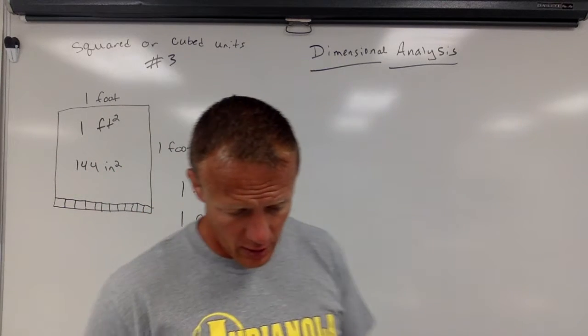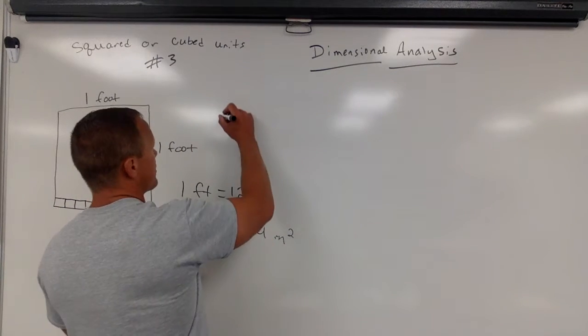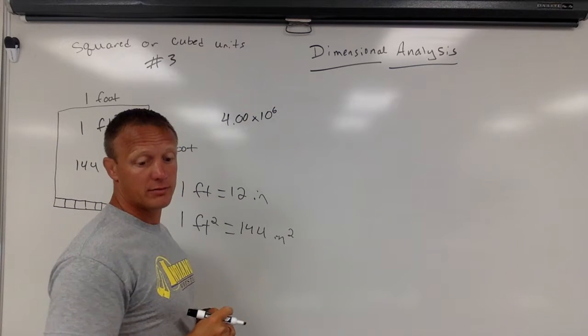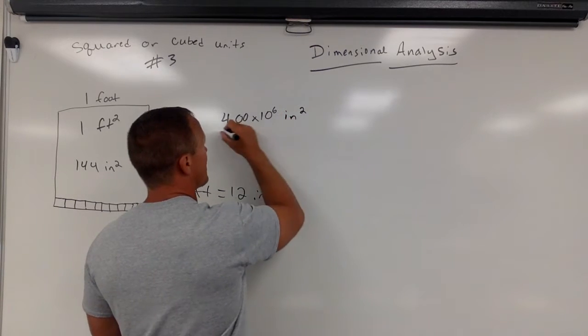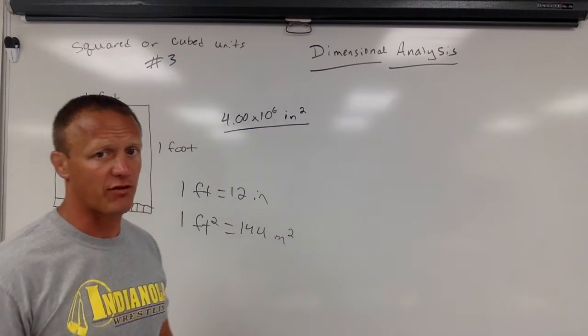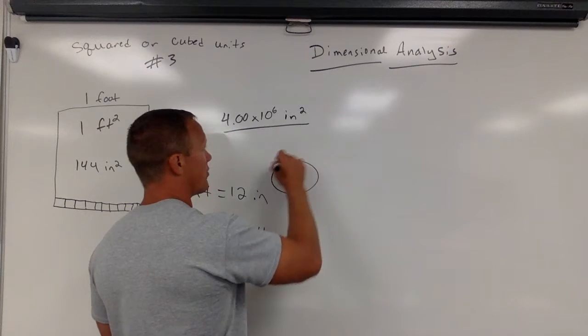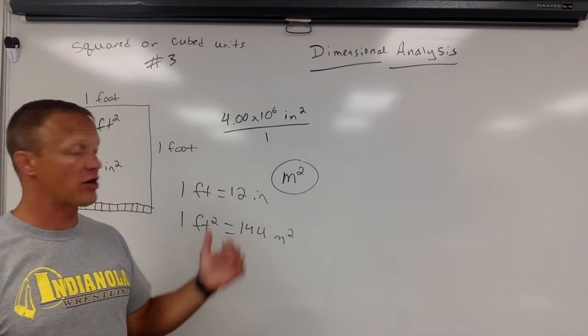So the problem I'm going to do is number 3, and it's saying 4 times 10 to the 6 square inches, which is a lot. Okay, that'd be 4,000,000 square inches. And I'm going to go to meters squared. I'm not sure if yours asked for meters squared or kilometers squared, but I want to know how many meters squared this is. Remember, there's nothing on the bottom of this label, just a 1. It's not a fractional label.